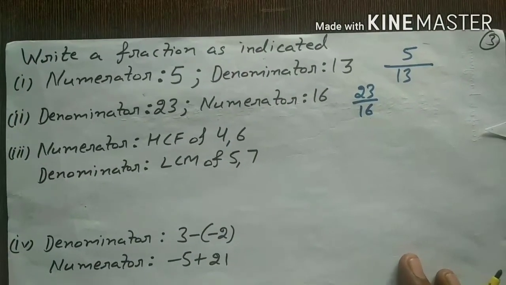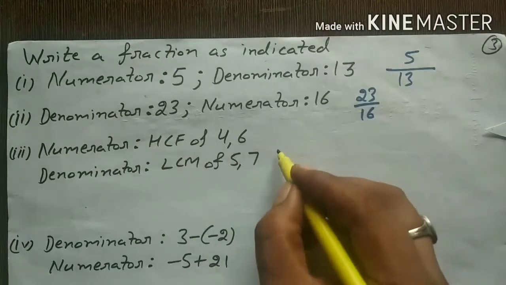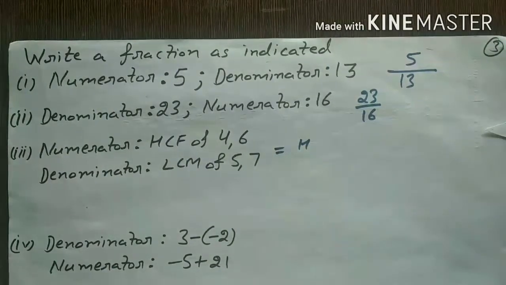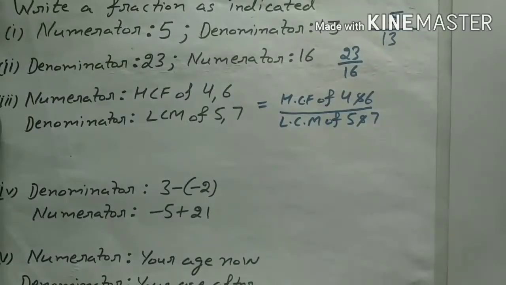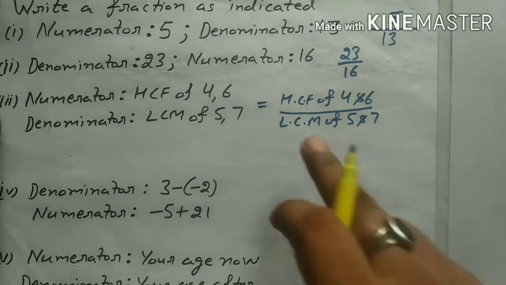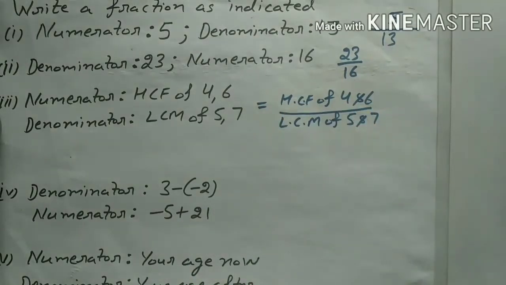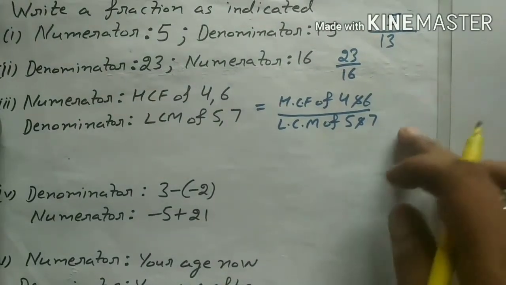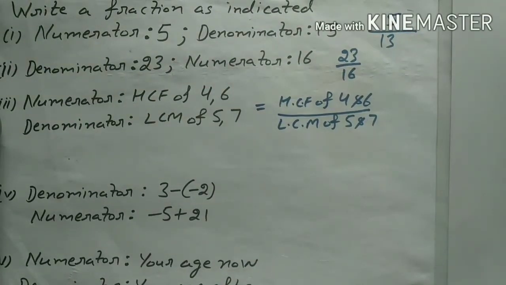So the numerator is the HCF of. Now the question is of calculation. We have to find the HCF of 4 and 6 and the LCM of 5 and 7 and write the answers above and below the division bar respectively. So I hope that you know how to find the HCF. But if you don't know, then don't worry. I will solve it for you.